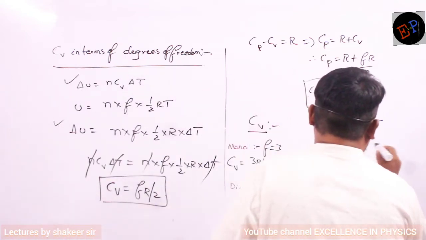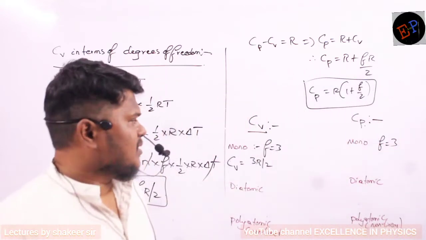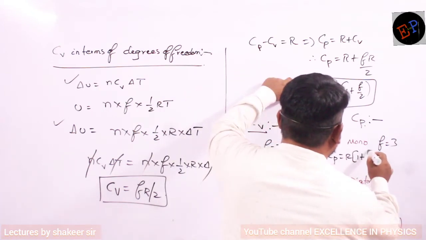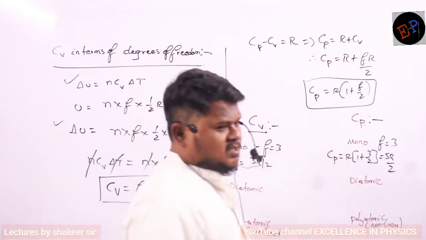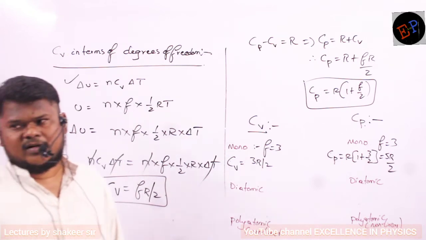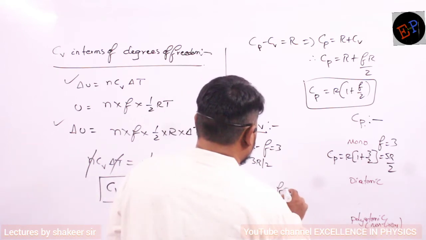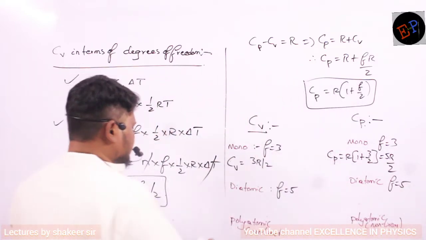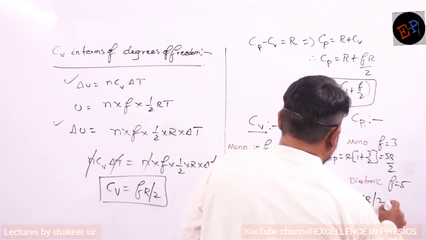Okay, so Cp, how much? Here also for a monoatomic gas, the number of degrees of freedom is 3. So if I substitute 3 here, Cp is equal to R multiplied by 1 plus 3 by 2. 1 plus 3 by 2 is 5R divided by 2. That's all. So for a monoatomic gas, Cv is 3R by 2, Cp is 5R divided by 2. Now do the remaining calculations. For a diatomic gas, the number of degrees of freedom is 5. So therefore Cv is 5R divided by 2 and Cp is 7R divided by 2.